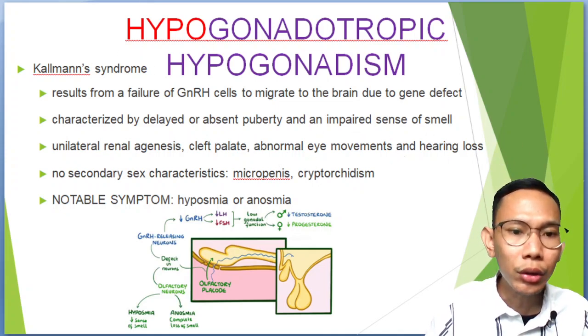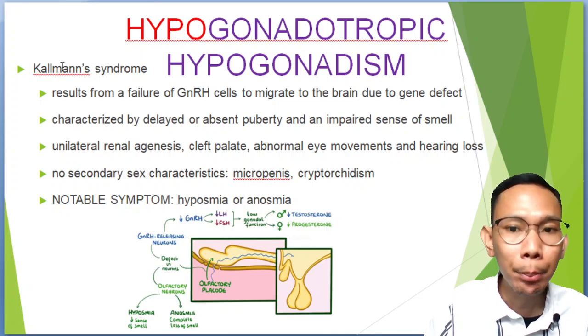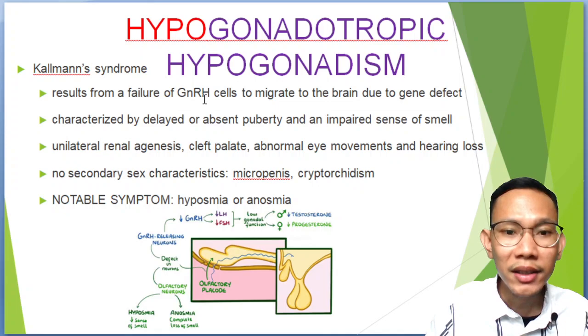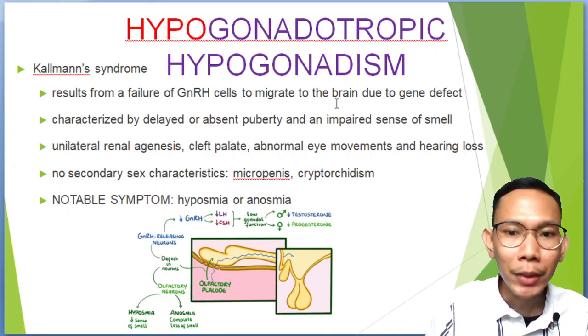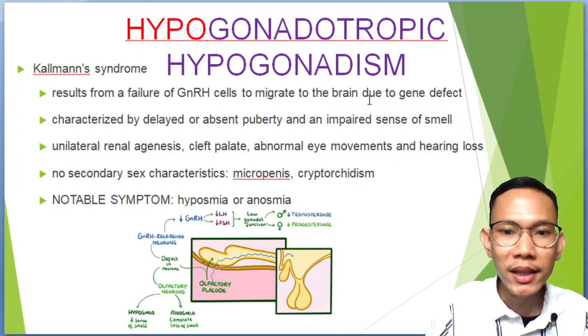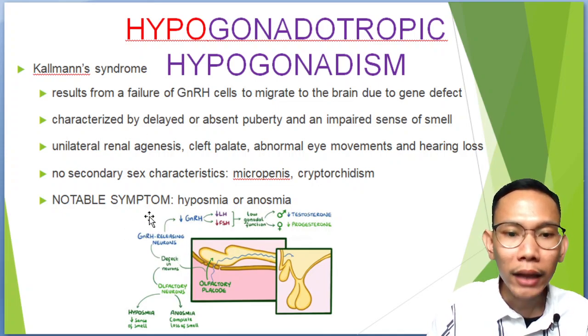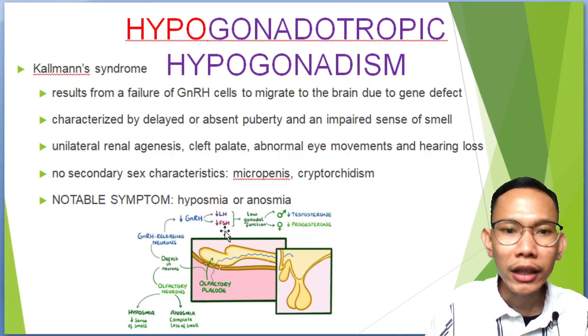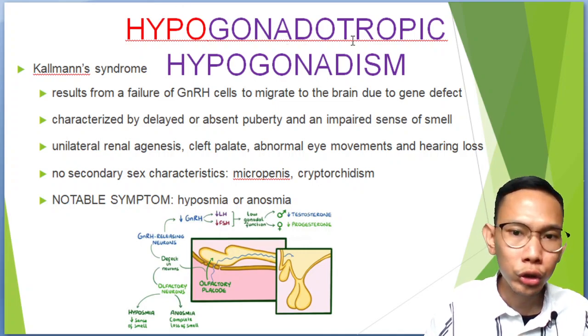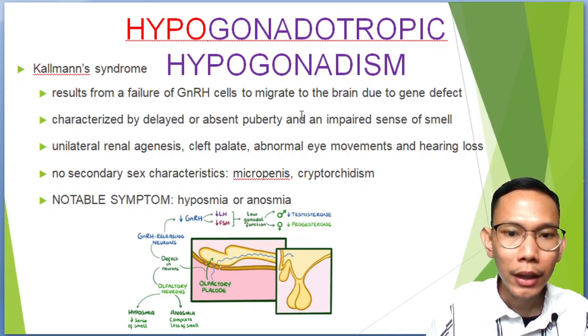So, sa Kallmann syndrome, ang problema, it's a genetic problem wherein hindi nag-migrate ang ating GnRH cells sa ating brain. Since hindi nag-migrate ang GnRH cells sa brain, anong nangyayari? Bababa ang GnRH. Wala tayong maproproduce na GnRH hormone, therefore, mababa ang LH, FSH. In short, there will be hypogonadotropic hypogonadism. Kasi nga, mababa din ang ating testosterone kasi nga, mababa ang LH and FSH.